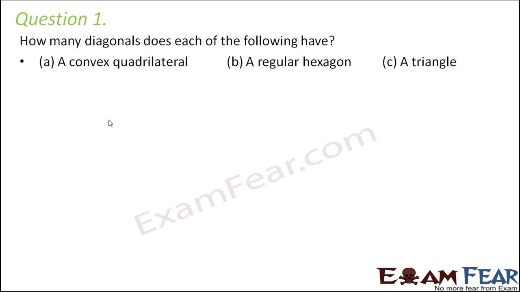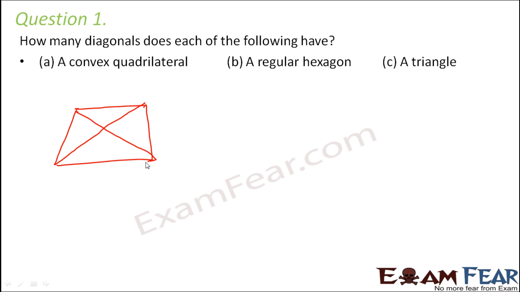So any convex quadrilateral, how would it look like? Maybe something like this. A quadrilateral anyways will have 4 sides, and since it is a convex quadrilateral, it would be a bulging quadrilateral where all the internal angles are less than 180 degrees. Now here, how many diagonals can we draw? This is one diagonal and this is another diagonal. So maximum we can draw 2 diagonals.